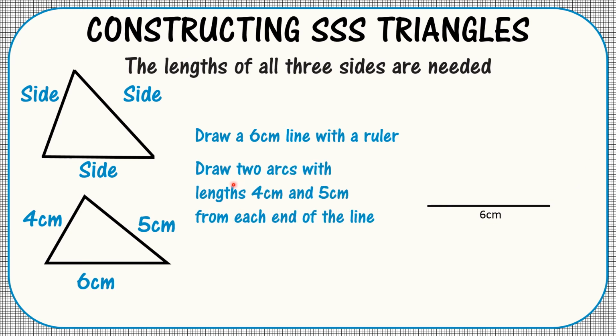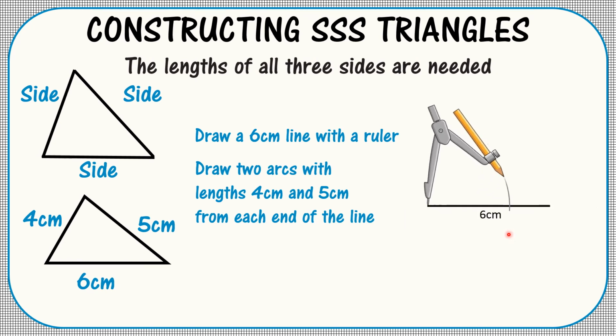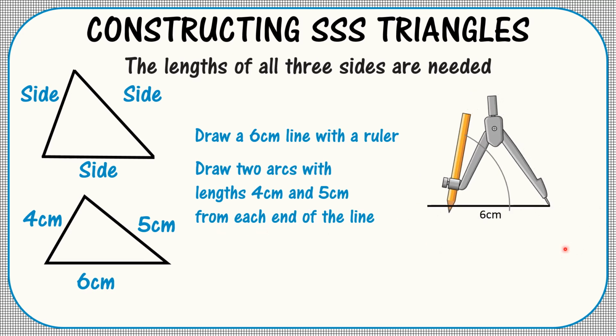The next step is draw two arcs with length 4 centimeters and 5 centimeters from each end of the line. So one of the arcs will be started from here. So you'll put the point of the compass and you will measure out 4 centimeters. You'll draw an arc as shown. The next step is you'll draw one for 5 centimeters. So again, you will measure out 5 centimeters, but you need to remember to start it from each end of the line. So move the compass a bit to the right over here.